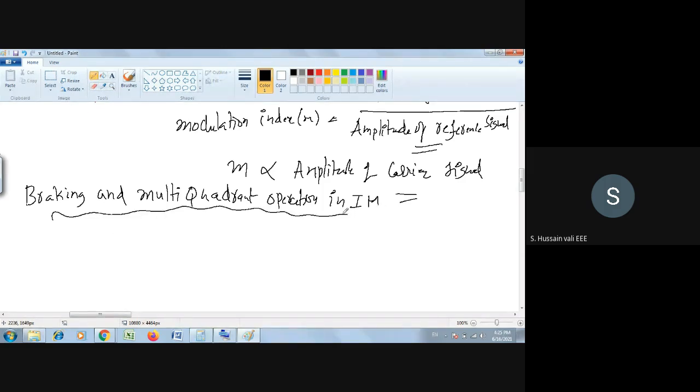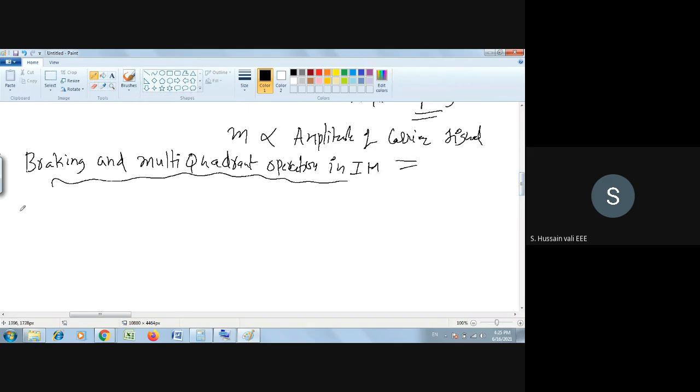So here I hope you remember what braking is. Three types of braking are there, but the most important are only two types that we will discuss. One is dynamic braking.